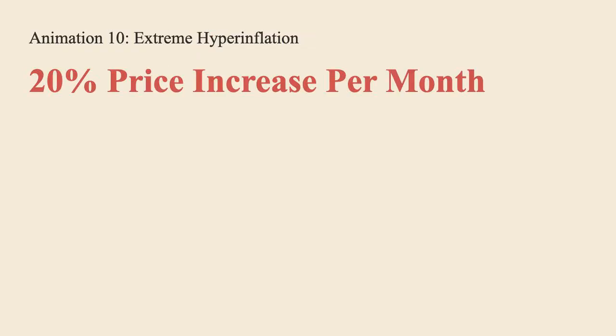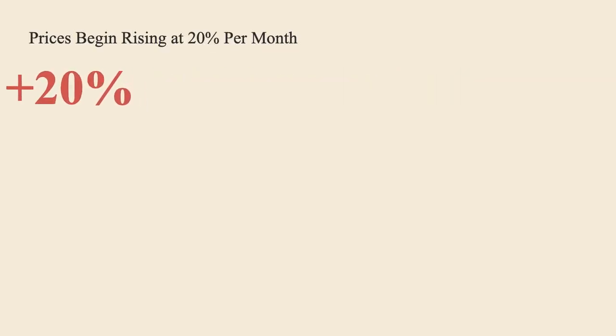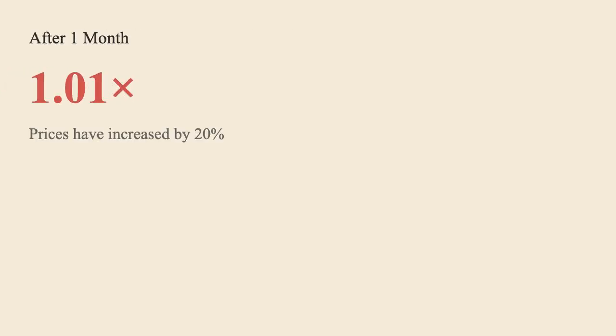The 10th animation shows the effect of very high inflation over a short time. Prices begin rising at 20% per month. After the first month, the price level has increased by 20%. After 3 months, it has more than doubled. After 6 months, it has increased by more than 3 times.